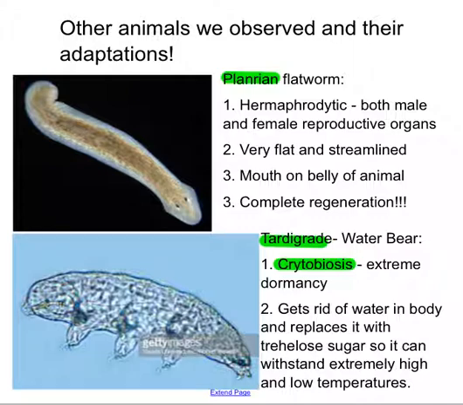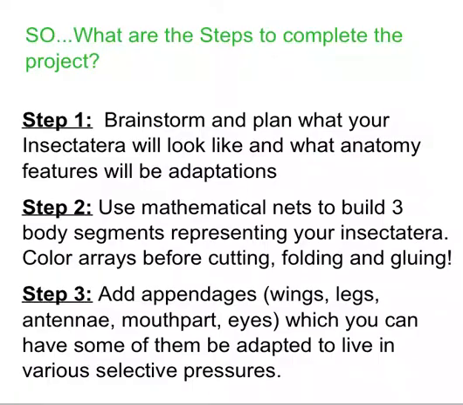Now that we've talked about what the Insectatera is to look like and how it's to have adaptations, let's talk about the schedule of the day. Okay, so what you're going to do this morning, the first thing is you're going to brainstorm. And you can brainstorm with some people around you and plan what your Insectatera will look like. And remember those 3 anatomical body parts: the head, the thorax, the abdomen. Most have wings. You don't have to, but most have wings. And some type of mouth part.